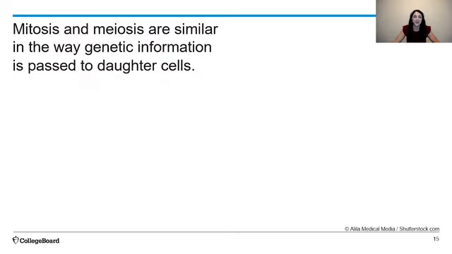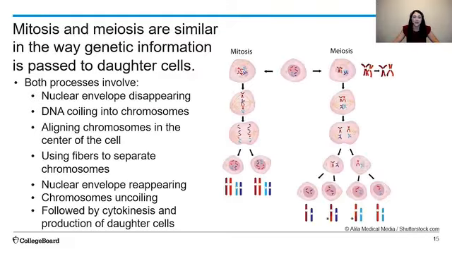All right, so now we can compare mitosis and meiosis, and they're similar in the way that genetic information is passed on to the daughter cells. Both processes involve the nucleus disappearing, DNA coiling into chromosomes, aligning those chromosomes across the middle, and then using fibers to separate them, the nuclear envelope reappearing, those chromosomes uncoiling, and then cytokinesis producing the daughter cells.